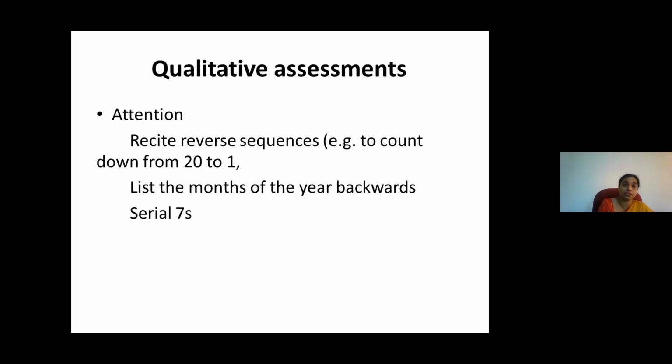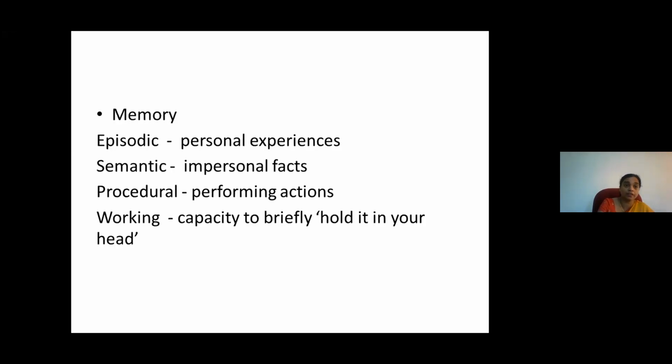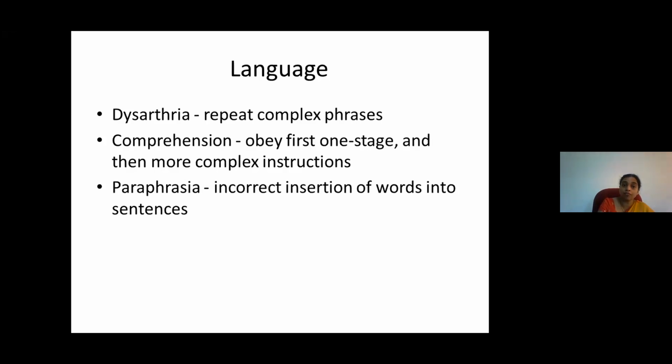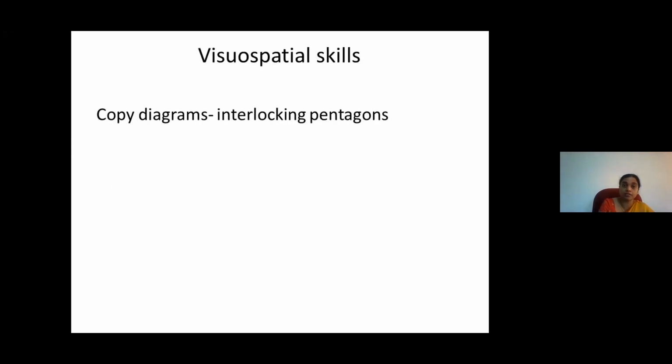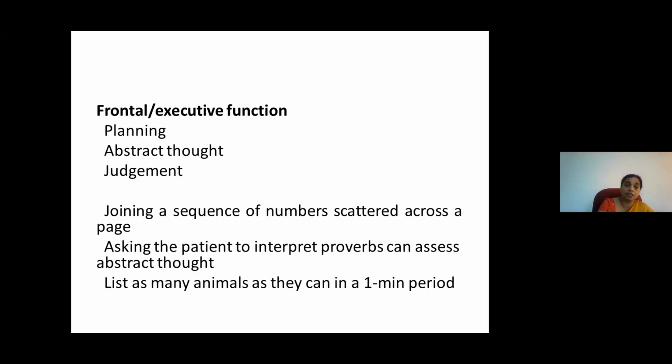And then some qualitative assessments are there. In addition to those scales, we assess attention by reciting reverse sequences, like listing the months of the year backwards. And memory, of course: episodic, semantic, procedural, and working memory we assess in different ways. Language, dysarthria, comprehension, paraphasia, we assess separately if we have any concern about those areas. And visuospatial skills, we ask them to copy diagrams like interlocking pentagons, as in the MMSE. So these are the qualitative assessment methods.